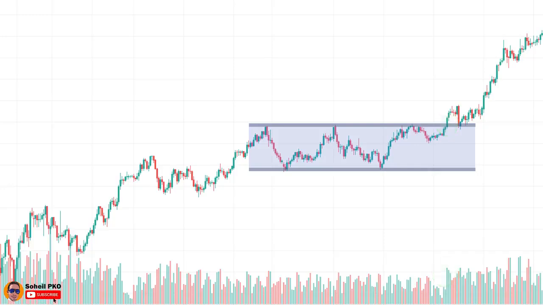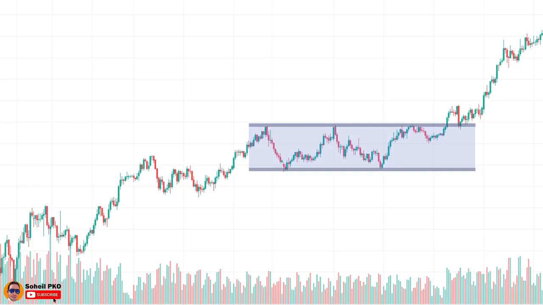One possible target for the price is the height of the rectangle. The height of the rectangle is measured and it's added to the breakout point, or subtracted from the breakout point in the case of a downtrend, but that's only a projection based on this pattern, and you must carefully watch the price action for not losing the larger move if that's the case.